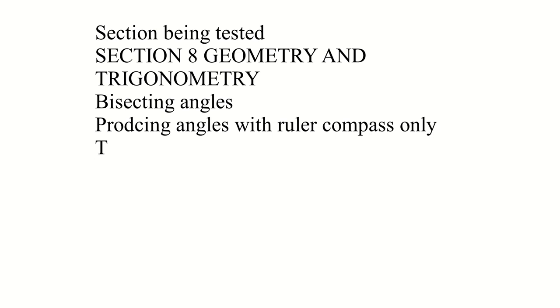Then we have types of angles. Before I move on, when we have producing angles with ruler and compass only, we're talking about 45. Let's start with the smallest: 30, 45, 60, 90, and well, not 270. We'll just leave it at that. Alright, types of angles.